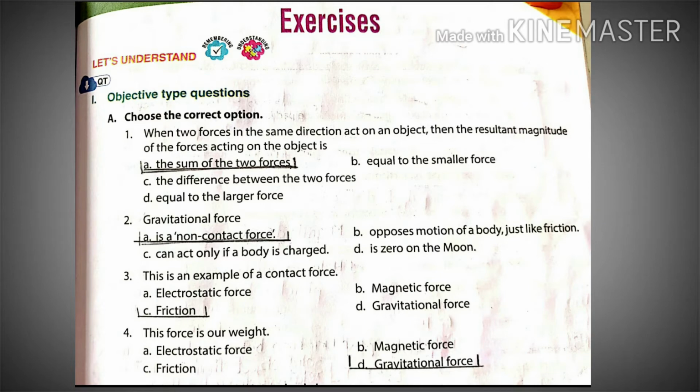First is MCQ, or you can say choose the correct option. First, when two forces in the same direction act on an object, then the resultant magnitude of the forces acting on an object is, answer is option A, sum of two forces. Students, if the forces are acting in opposite direction, then you have to take the difference. But here they have asked in the same direction, so the answer is option A, sum of two forces.